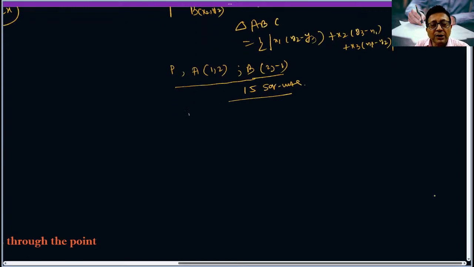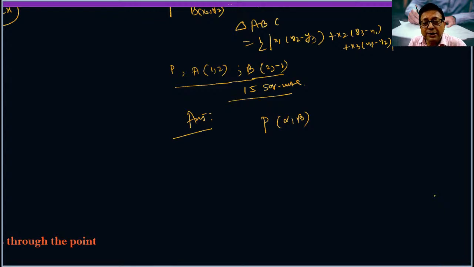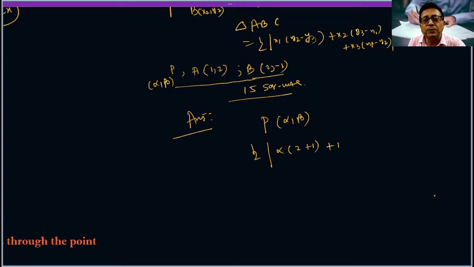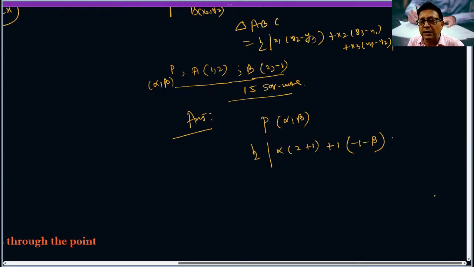Okay, so I will start answering this question. You take the movable point as P(alpha, beta), then use the area of triangle formula, half mod of alpha into (2 plus 1) plus 1 into (minus 1 minus beta) plus 2 into (beta minus 2), this is equal to 15.